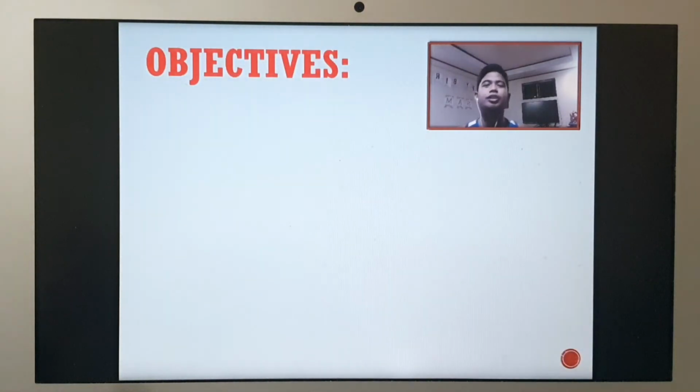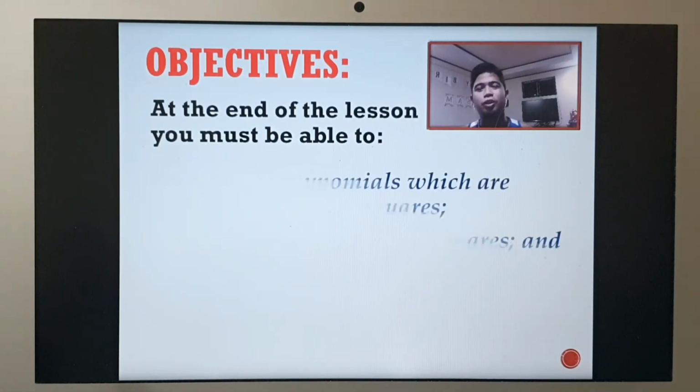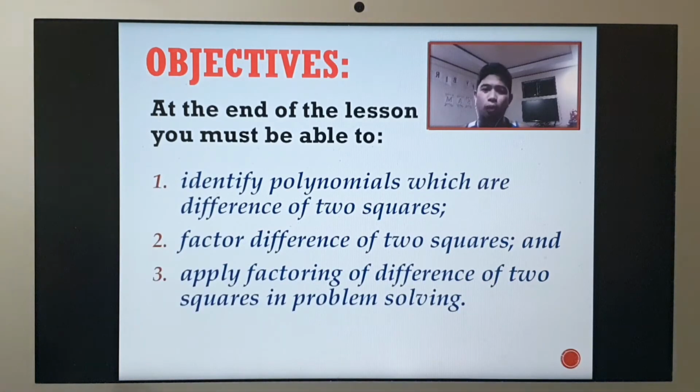As I mentioned, our topic is factoring difference of two squares, and with that, you are expected at the end of the lesson to identify polynomials which are difference of two squares. Factor this difference of two squares and apply this concept of factoring in problem solving.